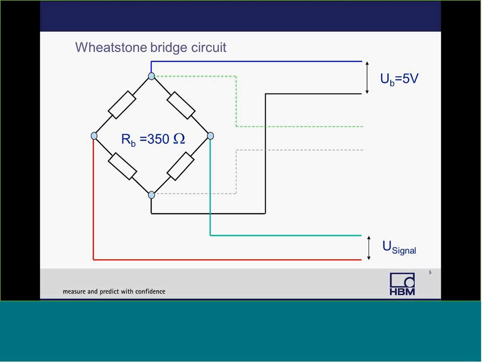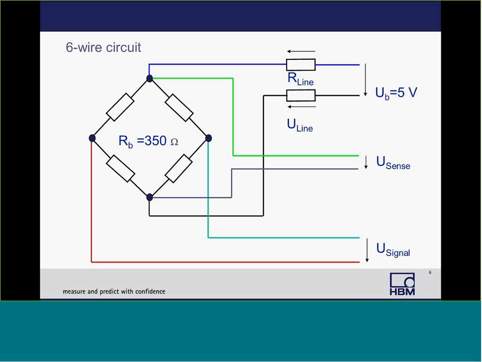If we look at the simplest case of a Wheatstone bridge circuit, you'll see 4 lines are required to connect to the Wheatstone bridge, and 2 of them are for the excitation, and then 2 are for the measurement signal. You'll also notice in this diagram there's some dashed lines, and the reason for that is there's also a 6-wire circuit. Most HBM classic amplifiers support the 6-wire circuit, and so I just wanted to touch on it because we'll show you some 6-wire cables.